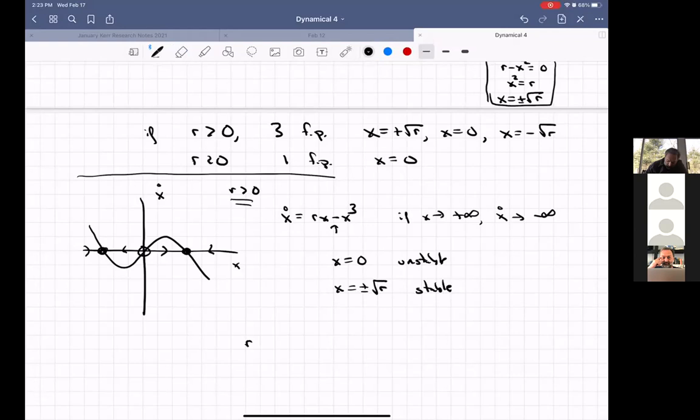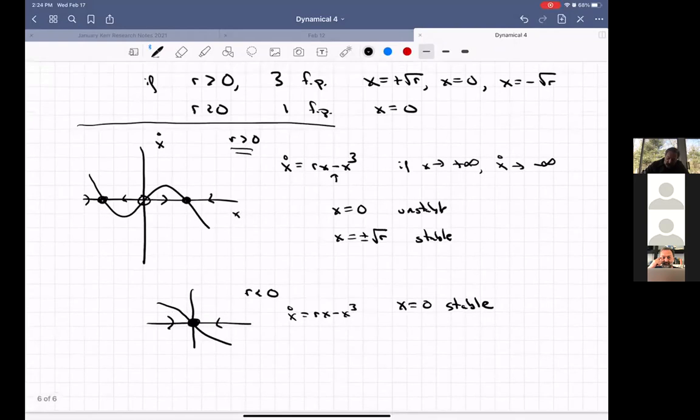Now, if I do r negative and I just sort of sketch what it looks like, it ends up looking kind of like that. And so there's only 1 fixed point at r negative. This is x dot is rx minus x cubed, but for r negative, you get a function that looks kind of like that. And so now x equals 0 is stable.